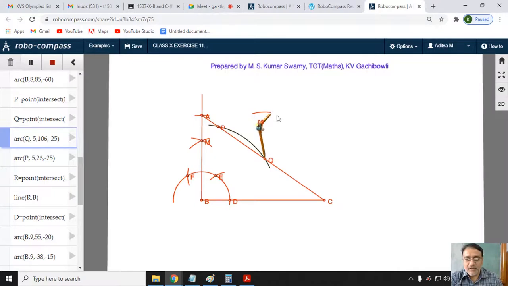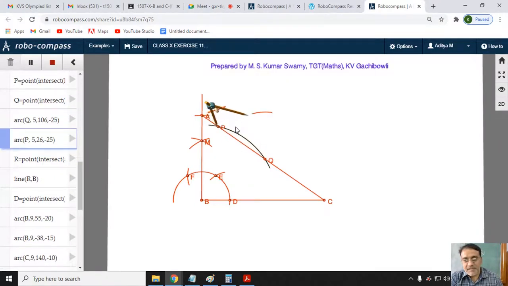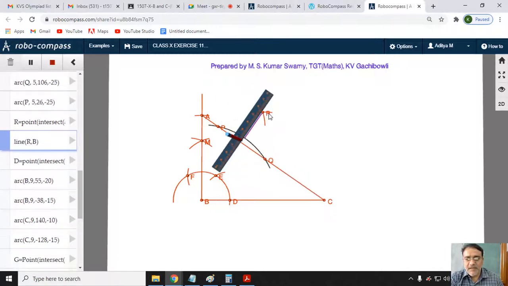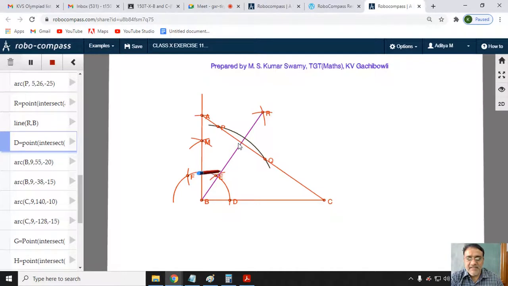So Q से draw कर रहे हैं, same radius का arc P से draw करेंगे. Both will intersect at point R. Okay, now we'll join BR, which will intersect AC at point D. So this point is D.